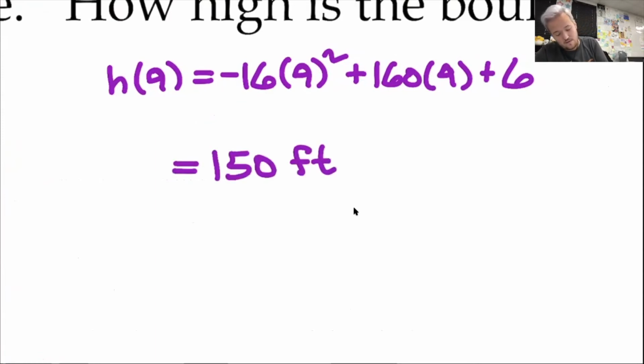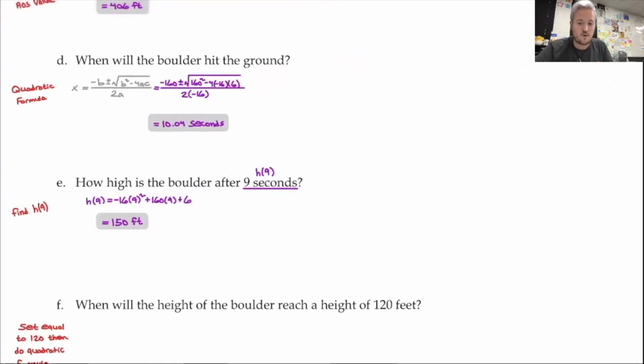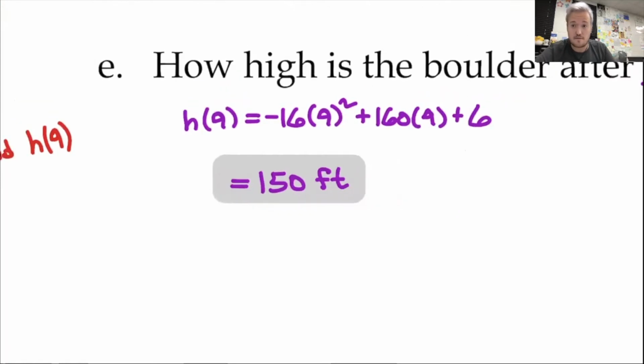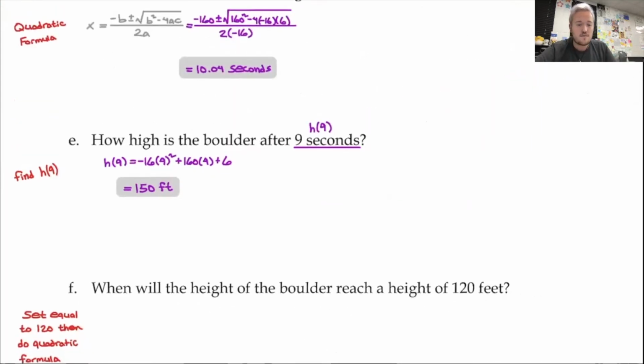So relatively speaking, even though the maximum height is 406 feet, in these terms, 150 feet is pretty close to zero, considering it's going to land in about another second. So if that's any consolation or indicator of how fast this is actually going, it's actually pretty fast.